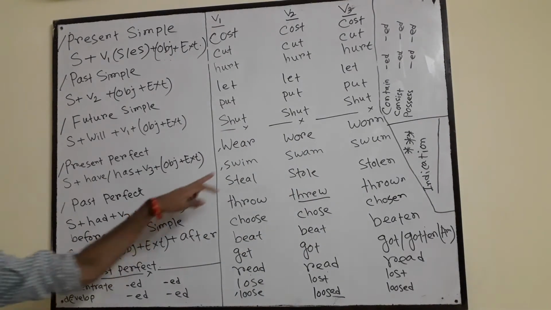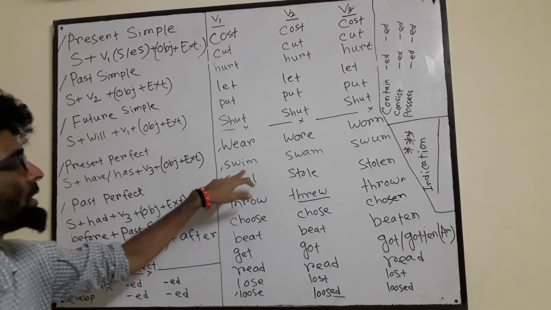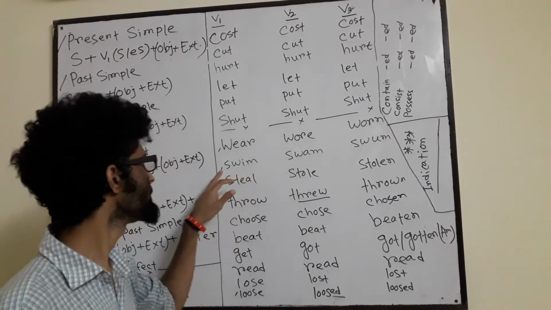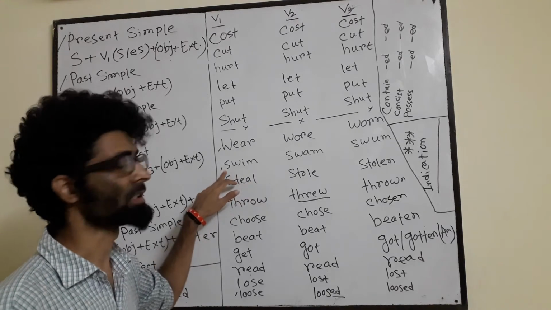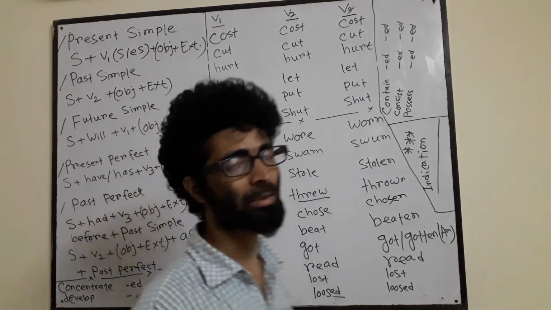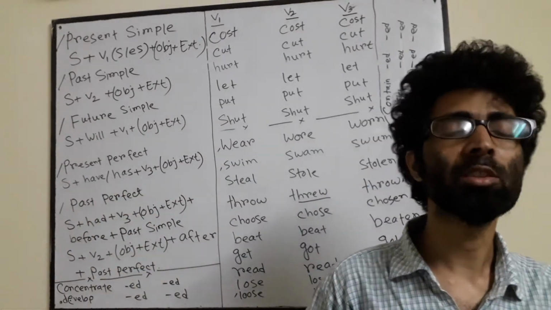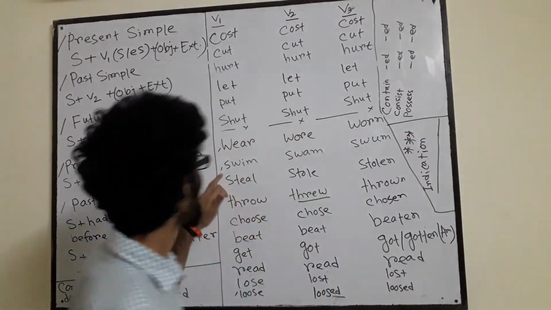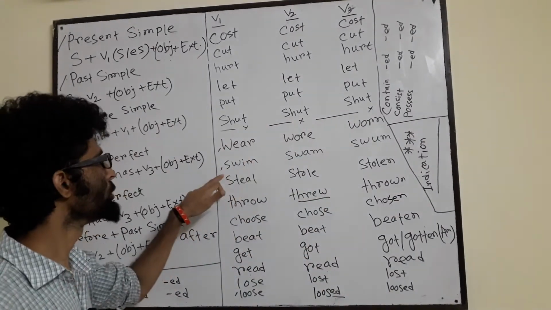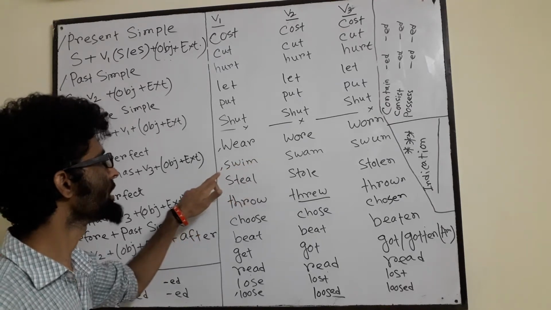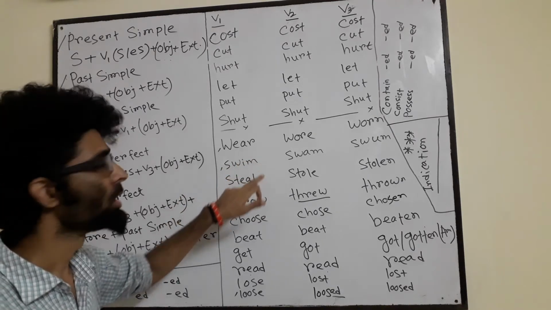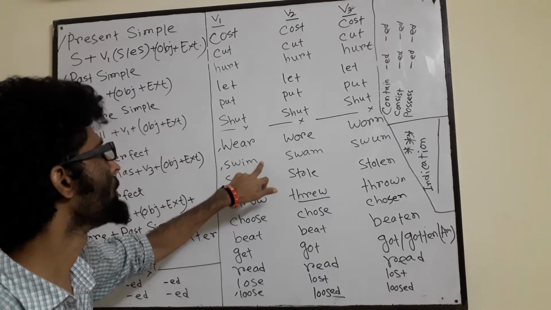Then what about swim? He swims in the pond. He swims in the lake. She swims in the lake. What about I? For other persons, we do not need to use S or ES. I swim in the lake. You swim in the lake. We swim in the lake. They swim in the lake. Okay. We don't use S or ES with the verb.